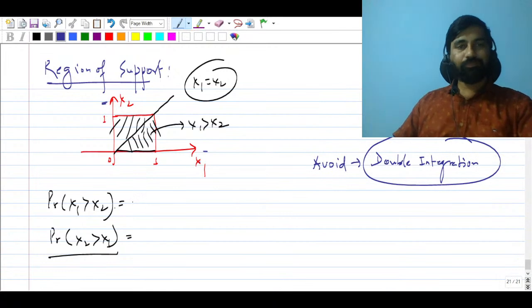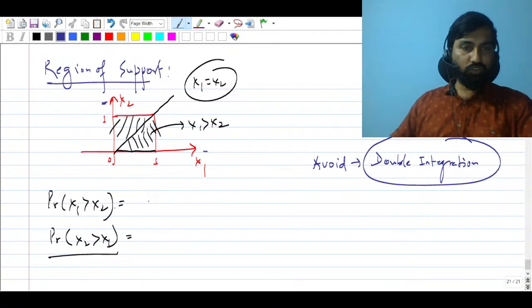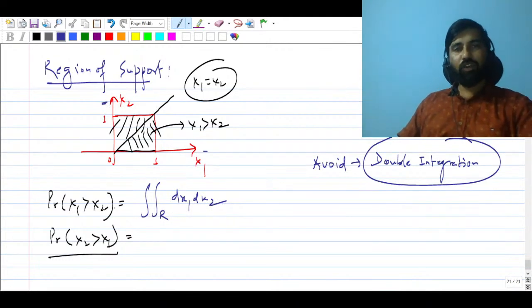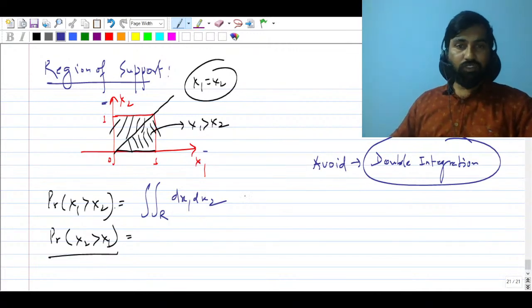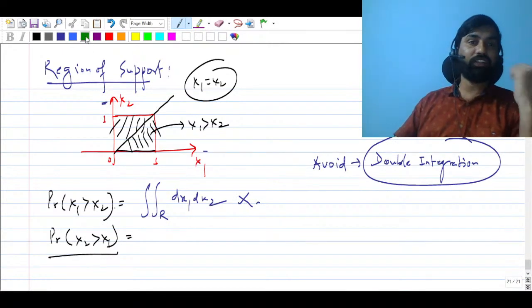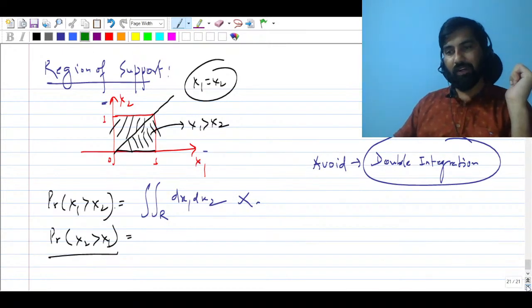Because here you can use double integration, you can write dx1 dx2 and easily solve it. You can find the limits of integration for x1 and for x2 as well. But we will not use this concept. We will not calculate the double integration. We are going to employ the symmetry.